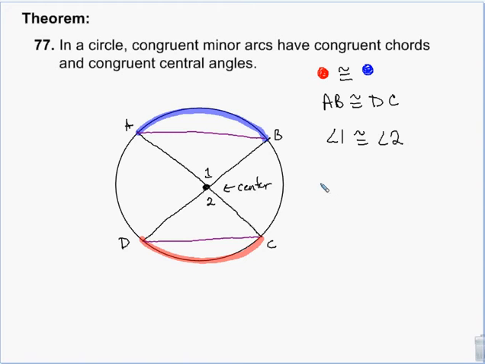One postulate, one theorem. So what we have is, if these arcs are congruent, then the chords connecting the arcs, so the ends of the arcs, are congruent, and then the central angles to the arcs are also congruent.